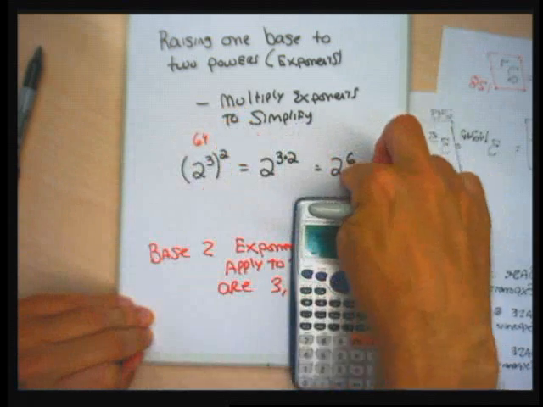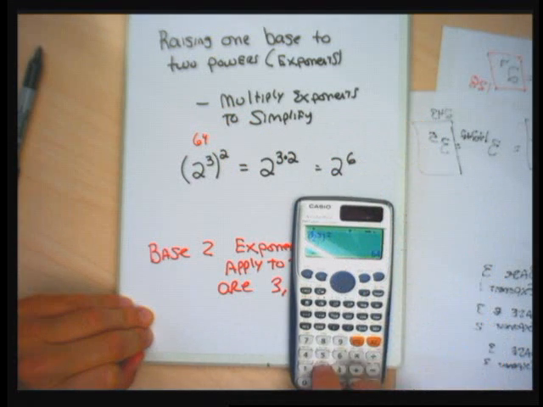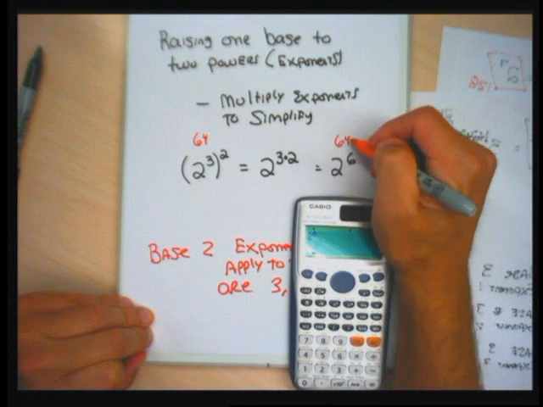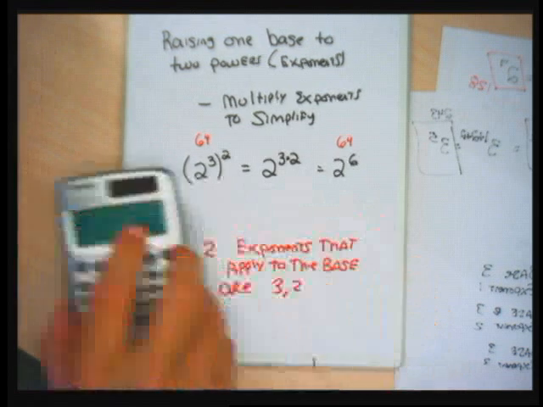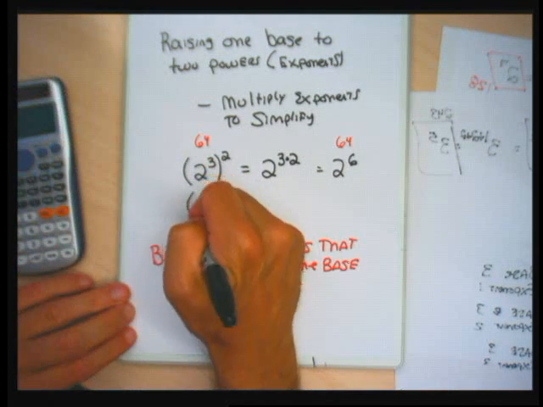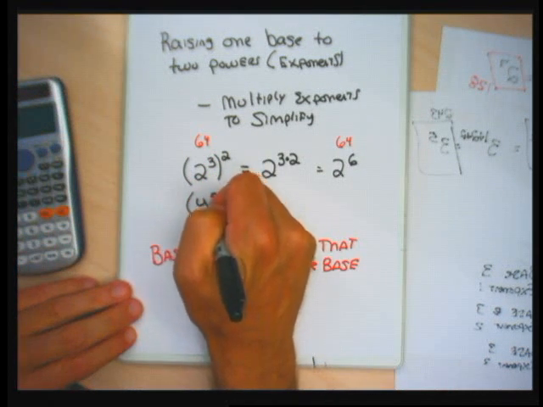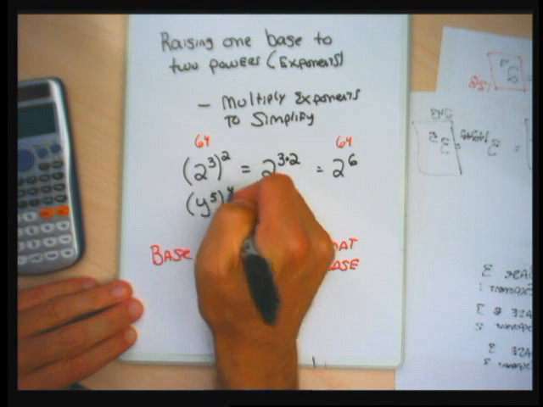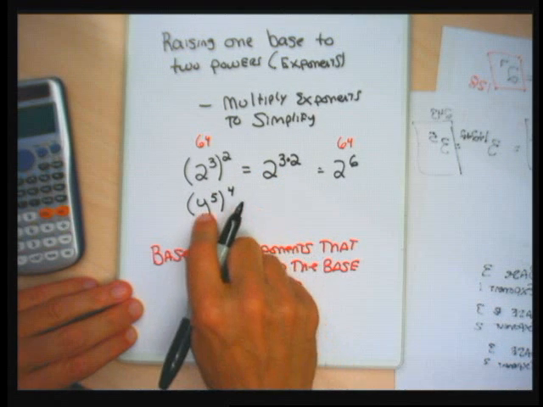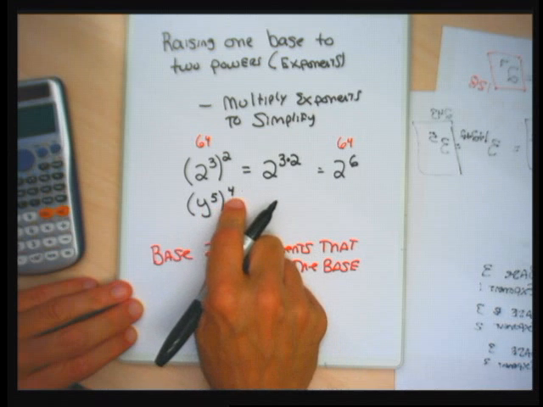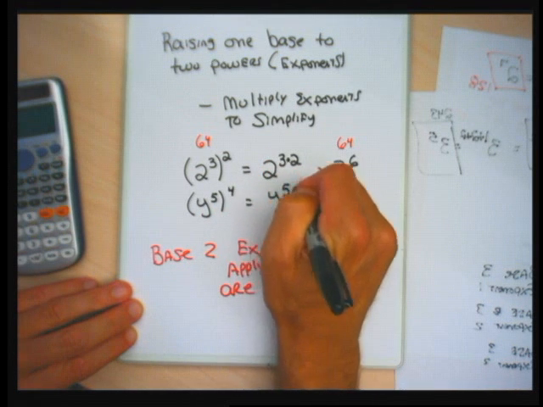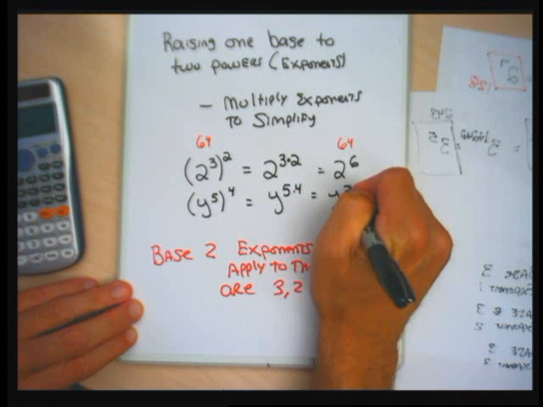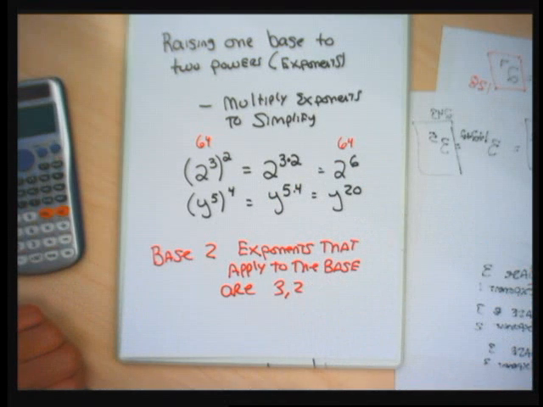It had better be the case that 2 to the 6th is 64 as well. And if I do 2 to the 6th in my calculator, I get 64. So I can see that rule works. It works for variables as well. Like if I had y to the 5th power to the 4th power, this has one base, y, that has 2 exponents that apply to it, and that's going to be y to the 5 times 4th power, which is y to the 20th power.